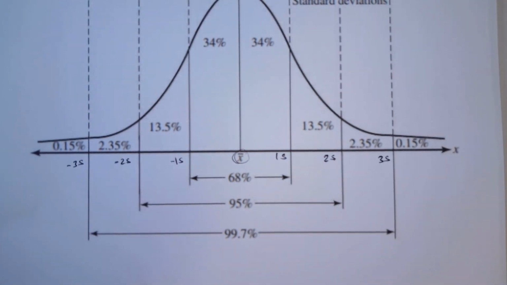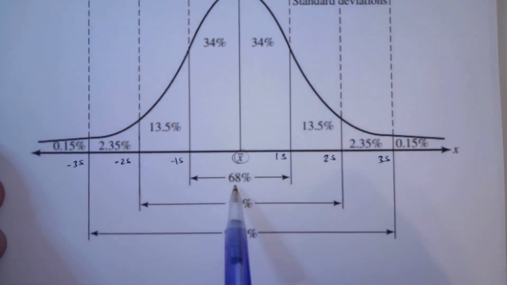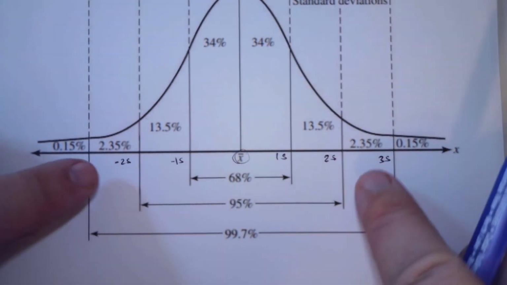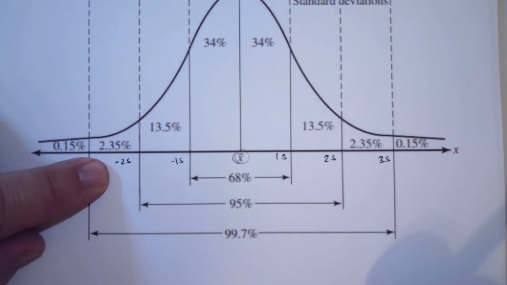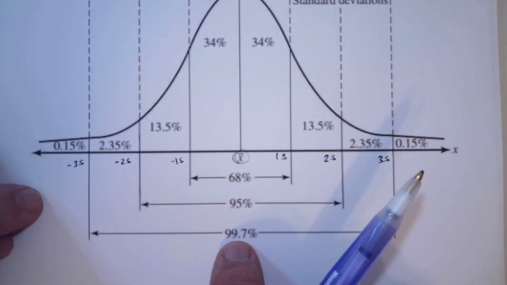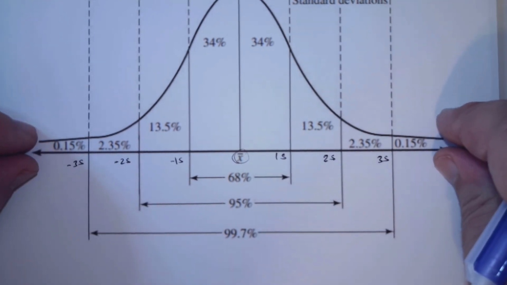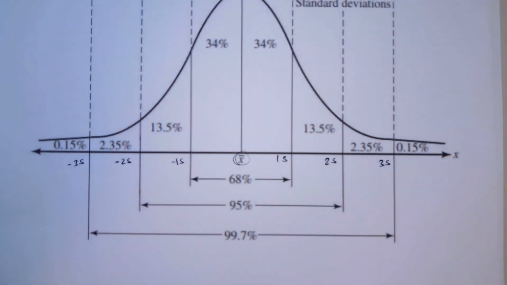So within 1 standard deviation from the mean, 68% of your data will fit. Within 2 standard deviations, 95% of your data is going to fit. Within 3 standard deviations, 99.7%. And then on the outsides, very rarely, is going to be 0.3% of your data, of your values.